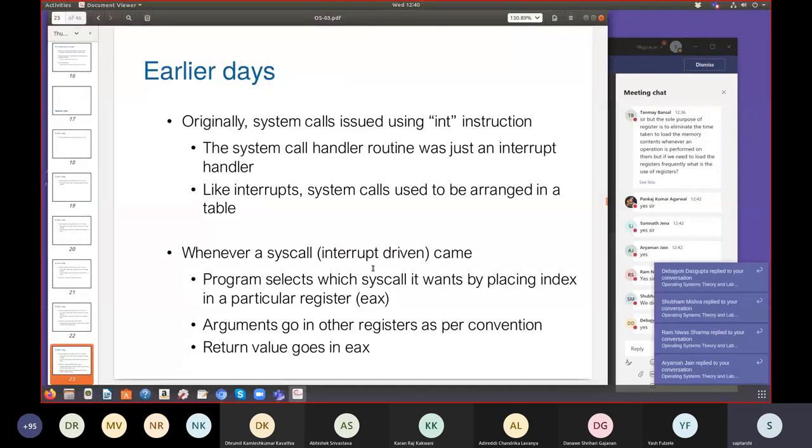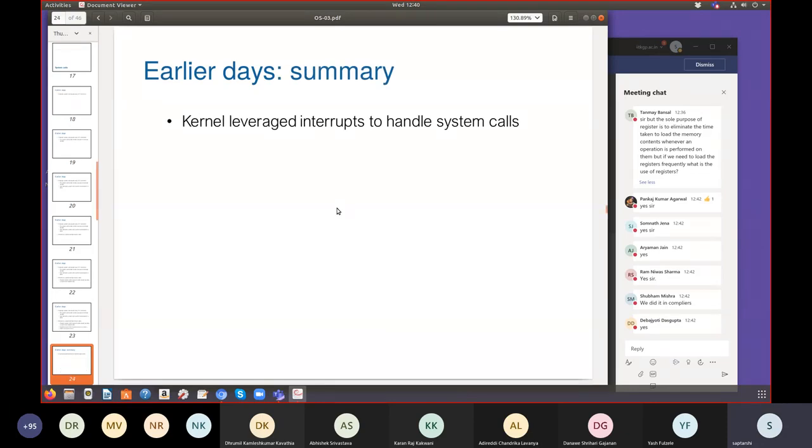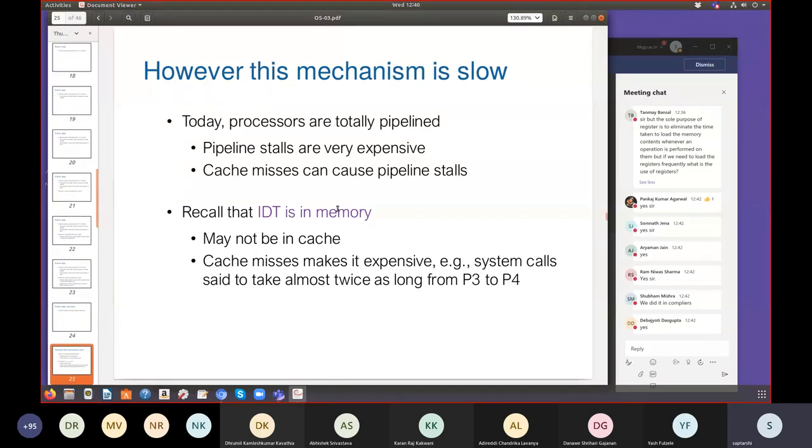So in earlier days, syscalls used to be handled very similar to interrupts. If I summarize in one line, the kernel leveraged the interrupts provided by the processors to handle system calls. However, this led to a problem later. Processor technology improved massively. Today processors are totally pipelined, and pipeline stalls and cache misses are very expensive. If there is a cache miss, that possibly leads to a pipeline stall, and these can be very expensive because many other instructions will be delayed. So the designers of processors started facing a problem.